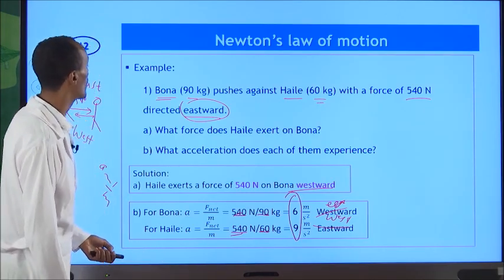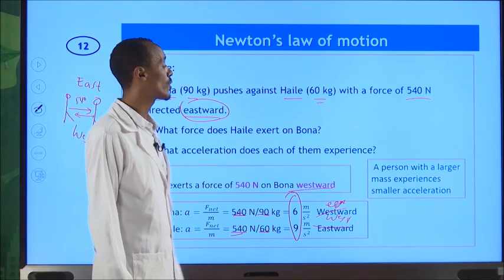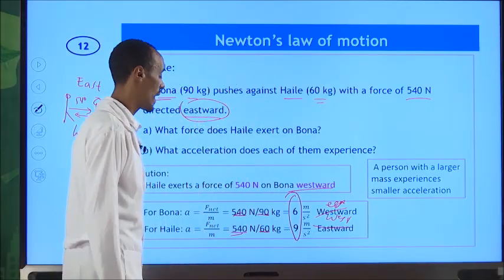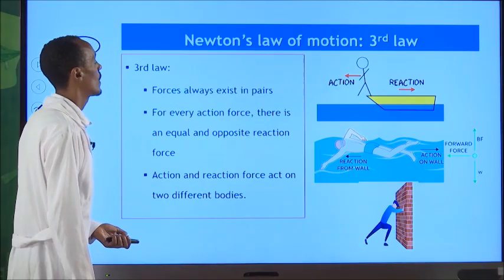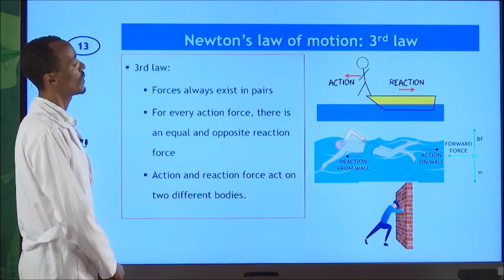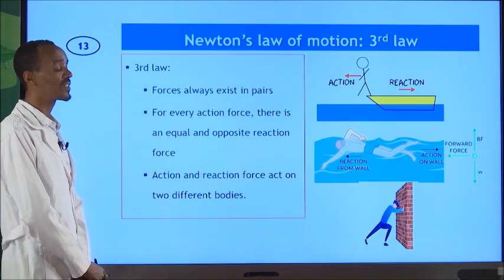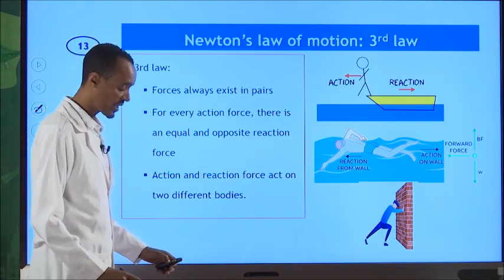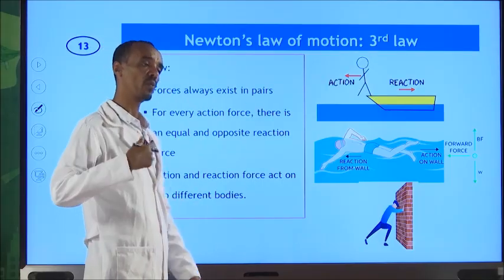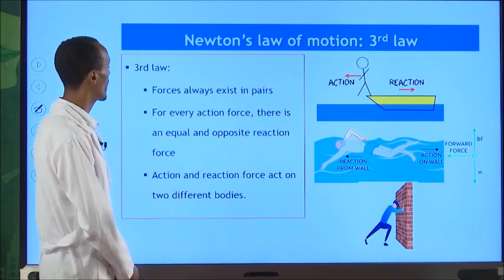Okay, these are some of the examples that we should bear in mind. I wrote it as a note: a person with a larger mass experiences a smaller acceleration. Now let's again discuss Newton's third law, because it is applicable everywhere. Even when birds are flying in the sky, they have to push the air downward, and then by the opposing force from the air on their wings, they are able to fly.